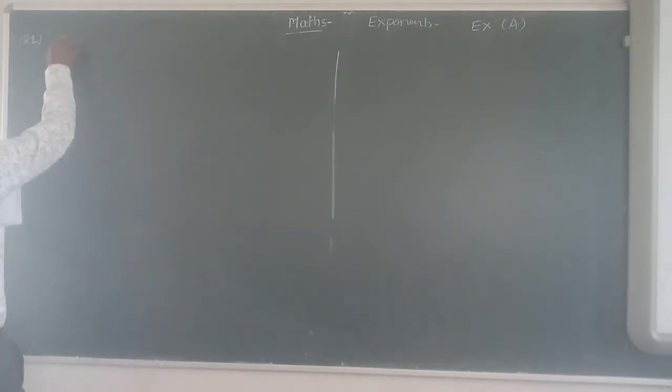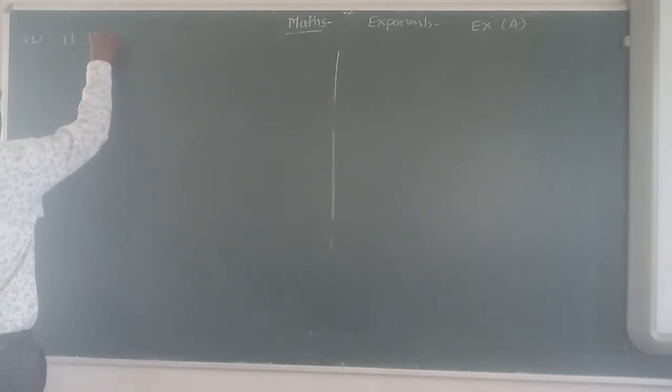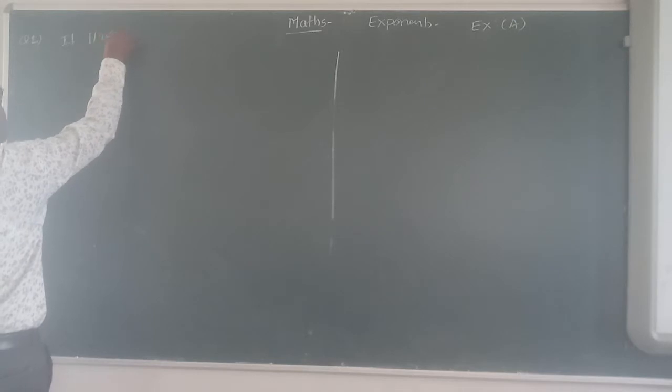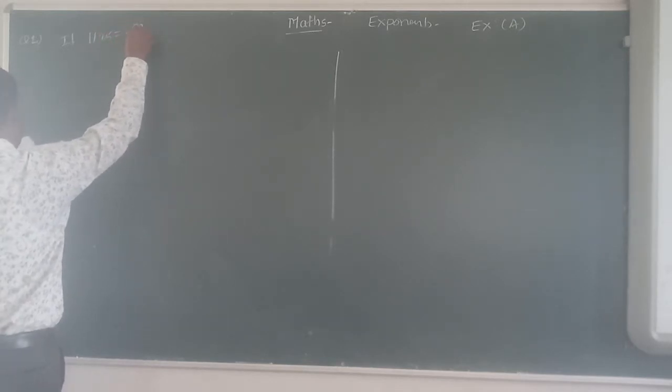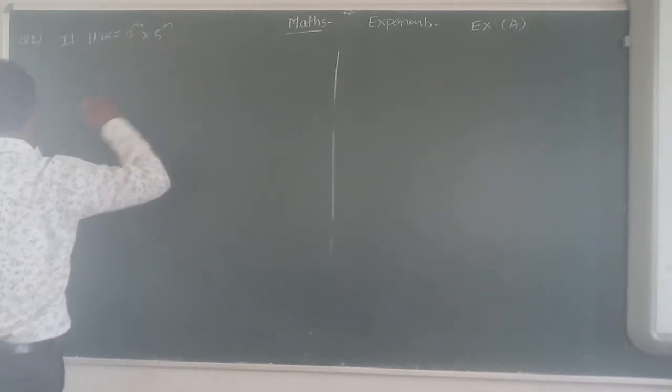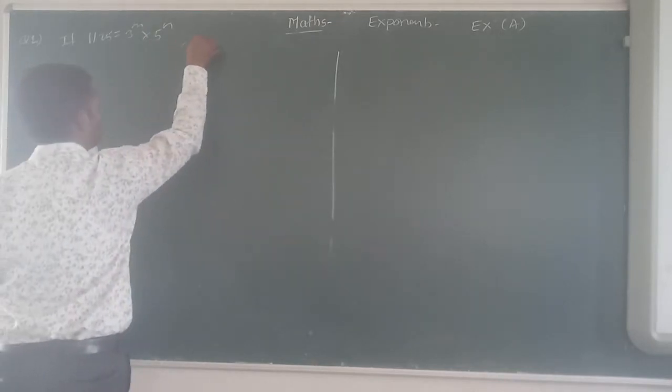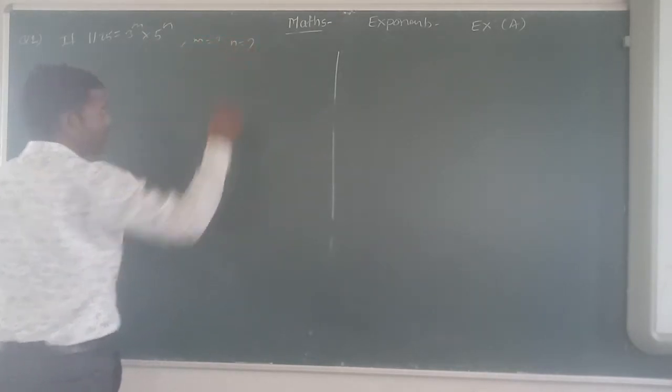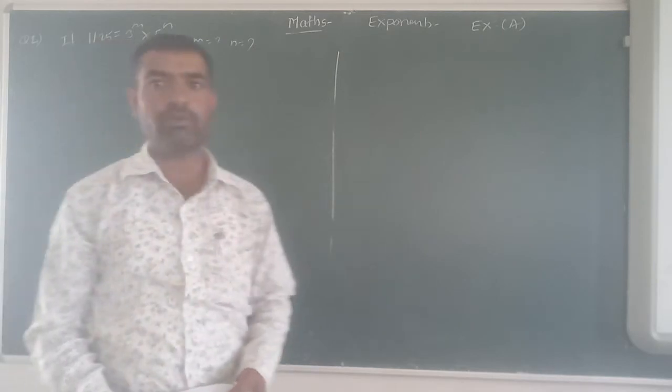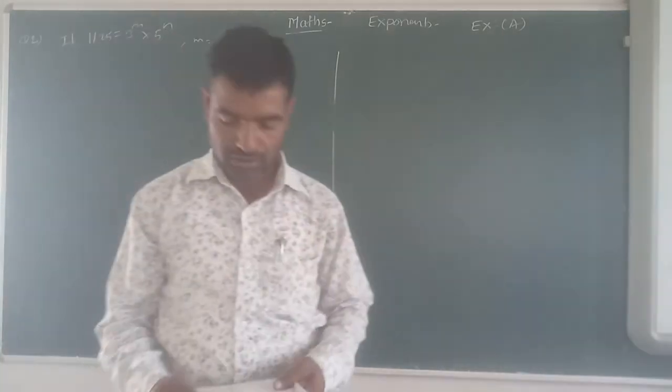If 1125 is equal to 3 raised to m multiplied by 5 raised to n, we have to find the value of m and n. हमें m और n की वैल्यू फाइंड करनी है. Okay.